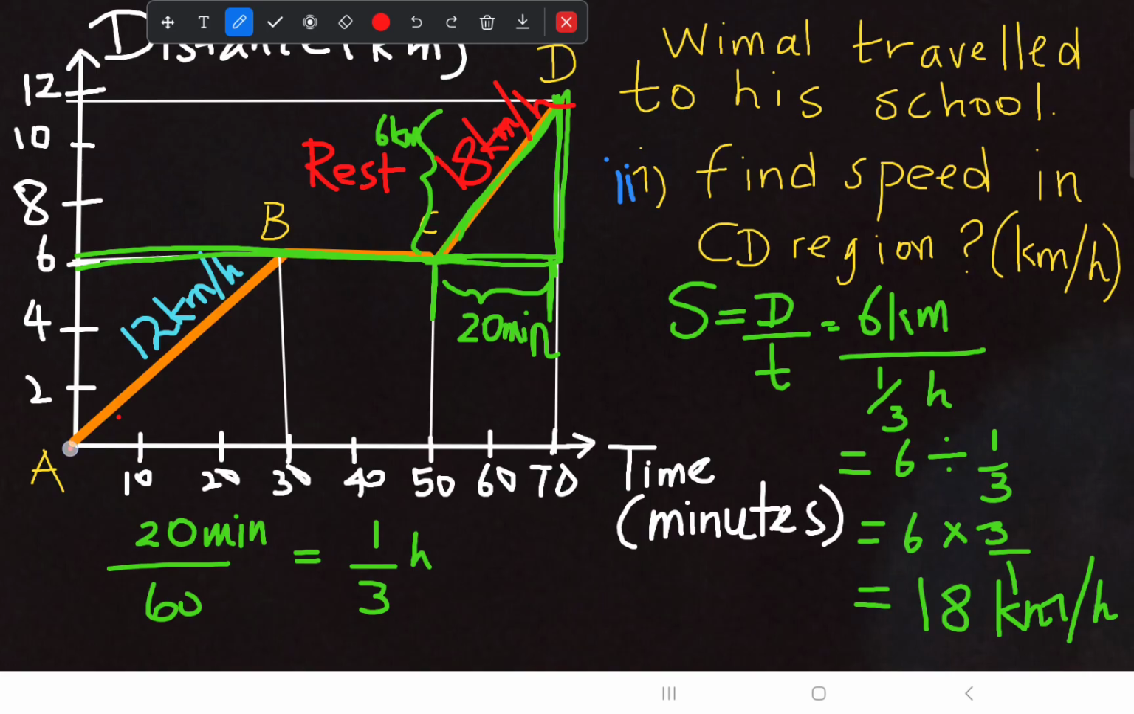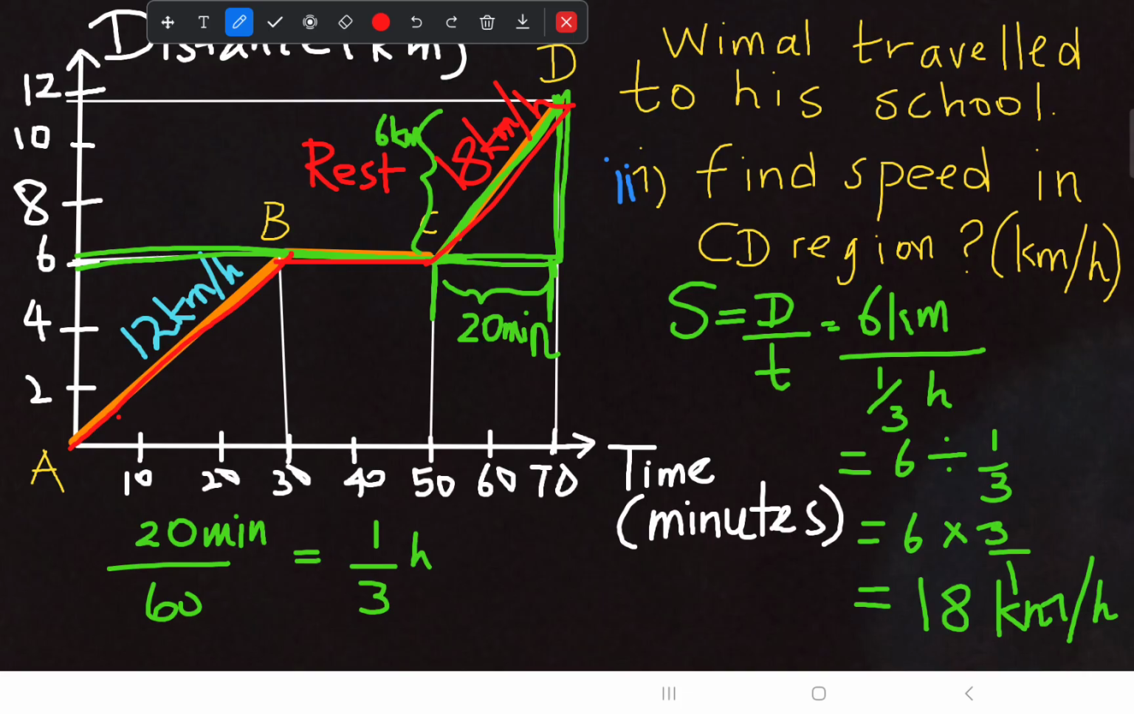Here he traveled with the speed of 12 kilometers per hour, and for 20 minutes he took some rest. Then within 20 minutes he traveled another 6 kilometers. This is the way you have to do this question. If I give you a question, just express what you can see in this diagram. Otherwise, describe this diagram.